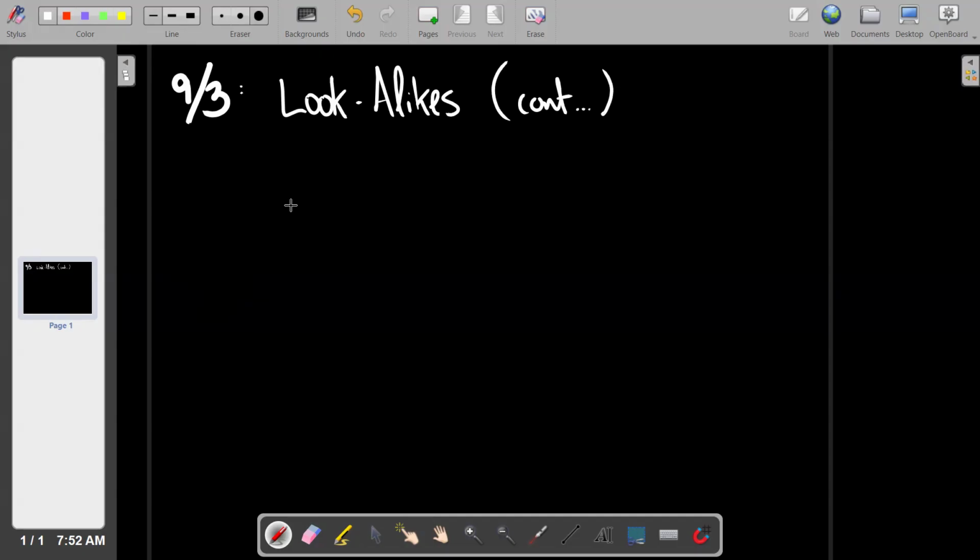So we made it up to this point. This will be example number 7, x to the 8th plus 8x to the 4th minus 9. All right, let's get started. What do we do first?